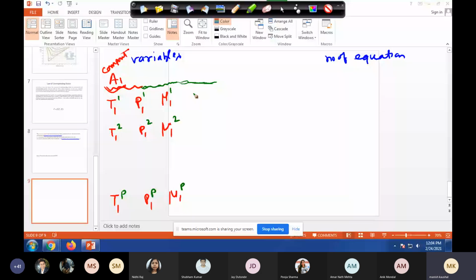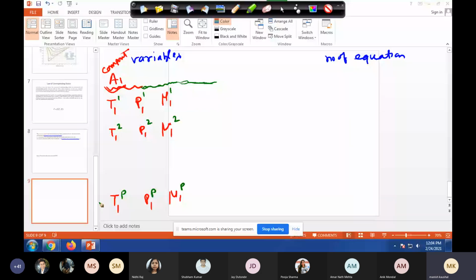So mole fraction, yeah, mole fraction will be for a given phase, not here. So we have to wait. So first of all, let's count this number of variables. How many variables we have here?